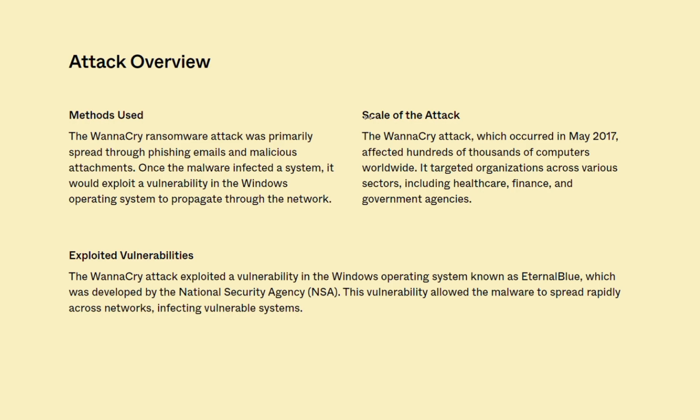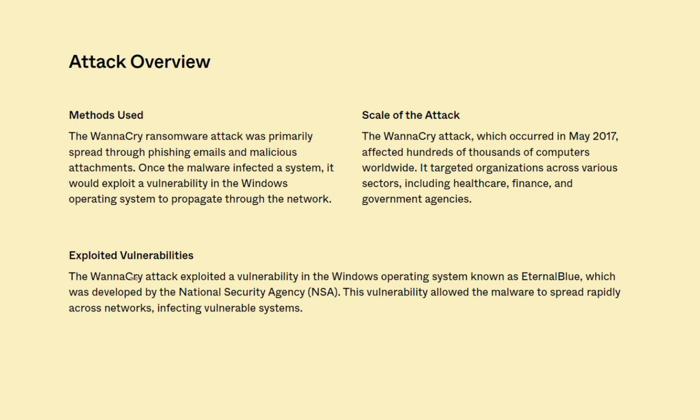Next, the scale of the attack. The WannaCry attack, which occurred in May 2017, affected hundreds of thousands of computers worldwide. It targeted organizations across various sectors, including healthcare, finance, and government agencies.